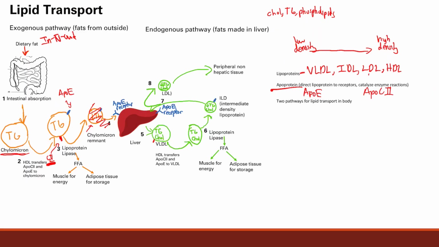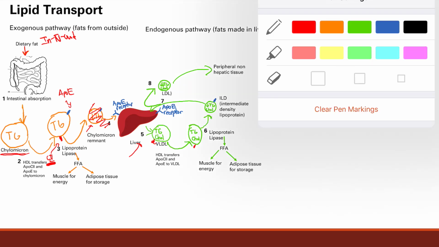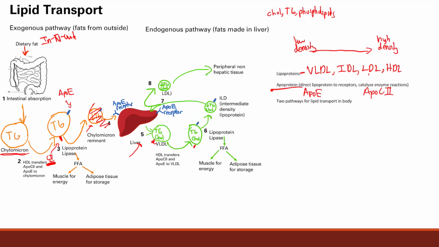Sorry about that. So now we focus our attention on number 5, where the liver packages cholesterol and triglyceride into VLDL particles. Remember, that's very low density lipoproteins. This lipoprotein is similar to the chylomicrons. It's going to receive apoproteins from HDL. Ignore this, but it's going to get apoprotein C2, the same ones as before, and apoprotein E.